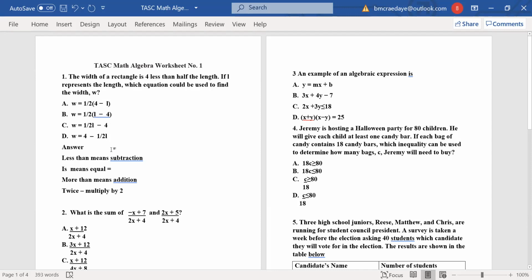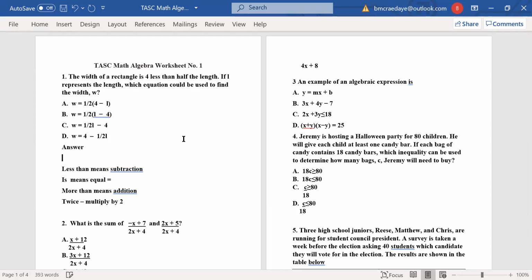Got it? So, in other words, 1/2 L is half the length. So it's 4 less than that. That means you're going to subtract the 4 from the 1/2 L, and that's only C. C is the only one that satisfies what the words say. Okay. Right?